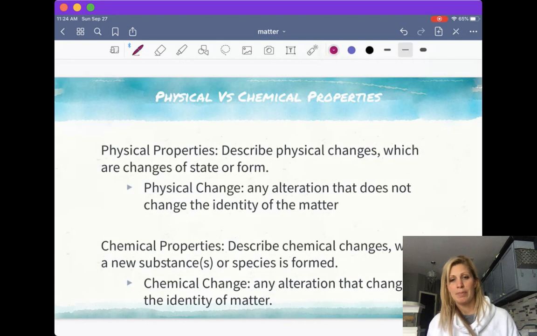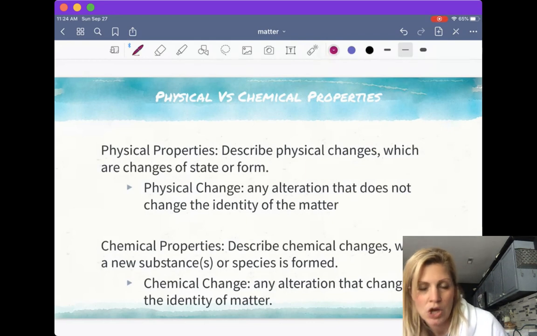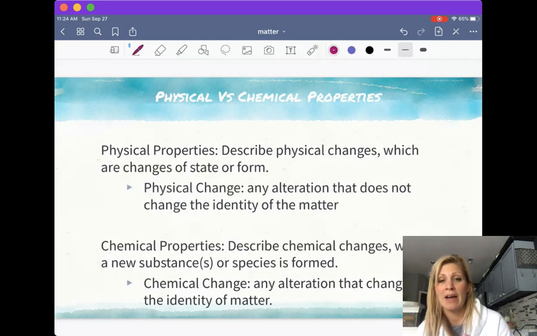A chemical property is going to physically change the substance. So that means I'm going to have to study its chemical properties by changing the matter into something else. So the identity totally changes. So let's take a little bit deeper look into each of these.